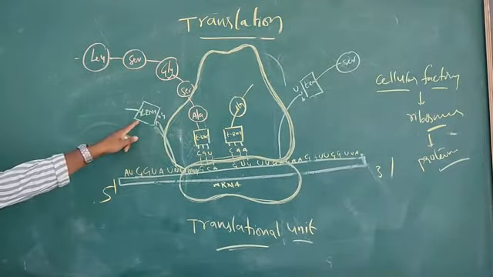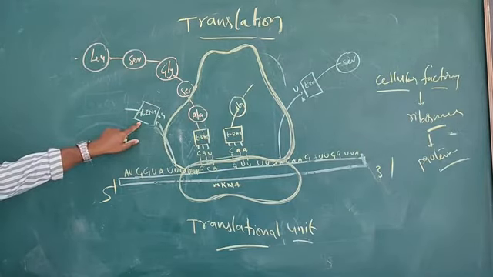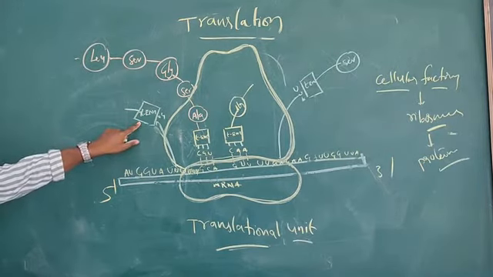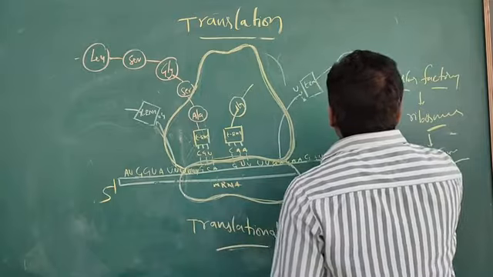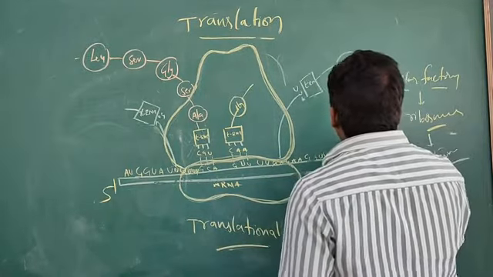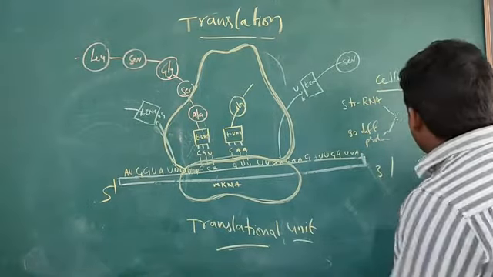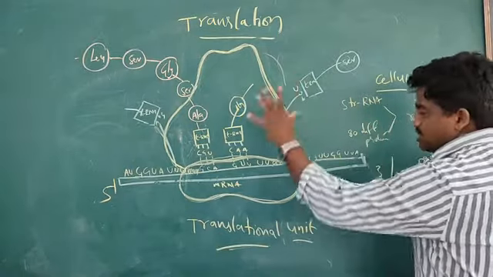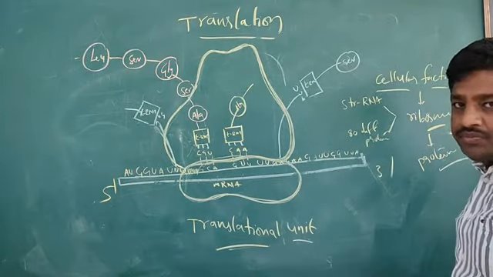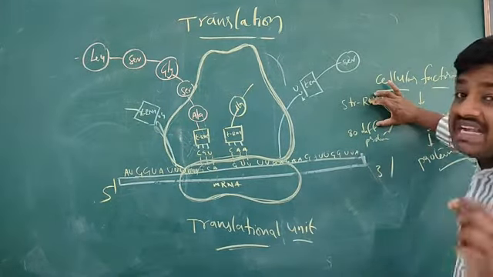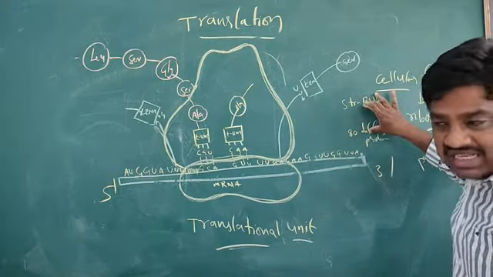Actually, this ribosome consists of structural RNAs and 80 different proteins. So the ribosome consists of structural RNAs and 80 different proteins. In its inactive stage, these ribosomes are inactive.